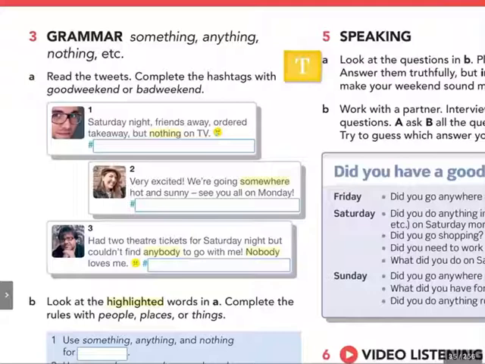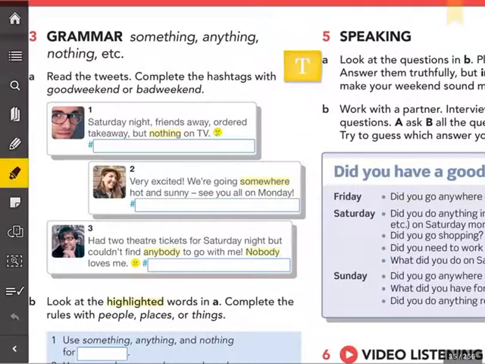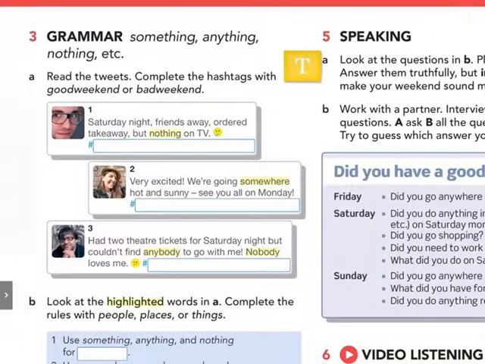Now today we're going to look at page 58. So open when you are ready, please, page 58. And we're going to look at exercise 3 grammar. And the key here are the words something, anything, nothing, etc. No? So we're going to look at these indefinite pronouns.